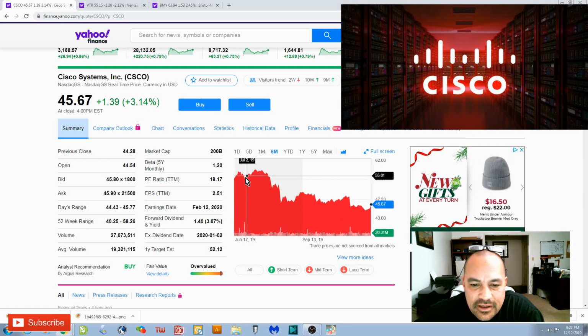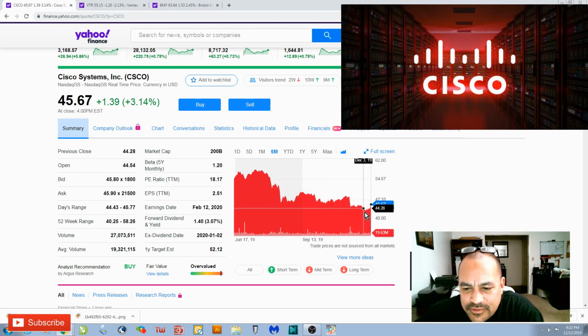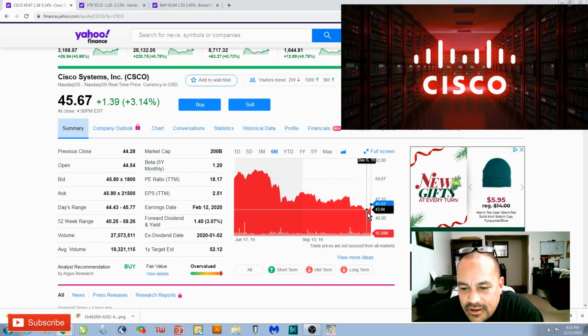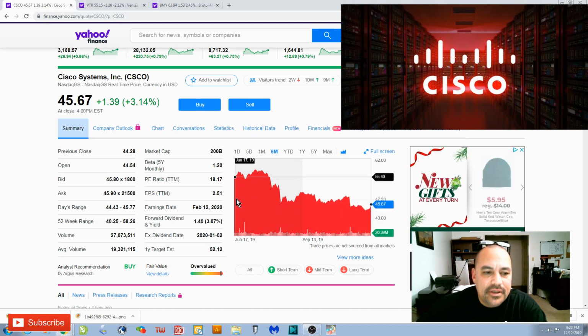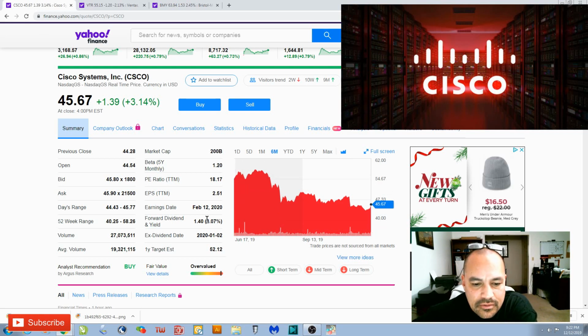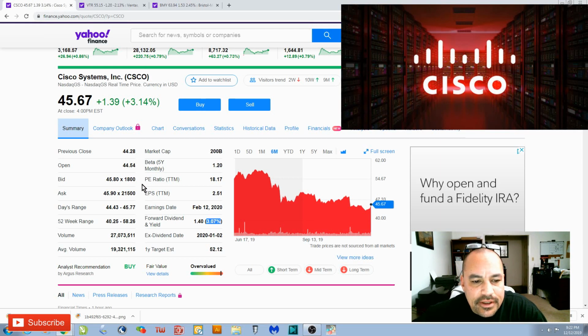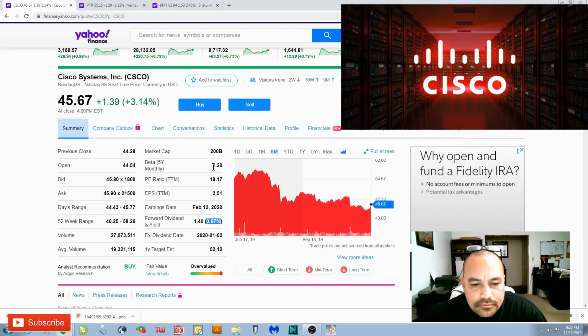But as you can see, I'm on a 6-month chart, and it's been downhill the past couple of days after they made some sort of announcement of the new product line. They're starting to rise back up, but Cisco, a 3% dividend for a tech stock, is very good. You normally don't get that in the tech growth sector, but Cisco's a long-standing company that I think is at a good buying point right now.